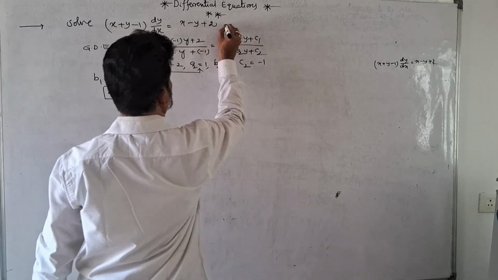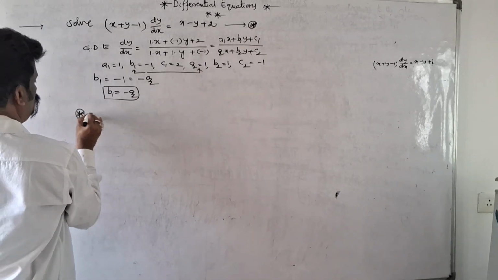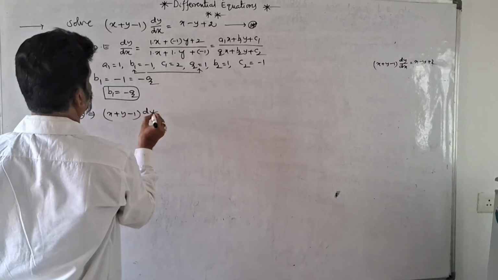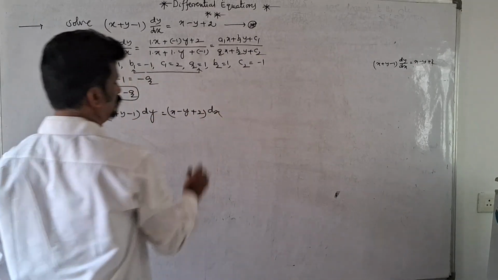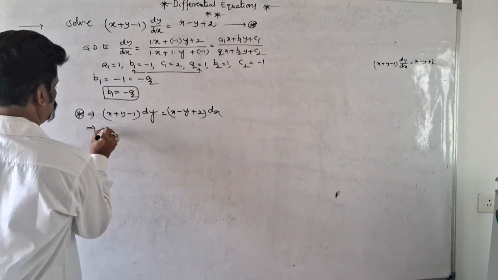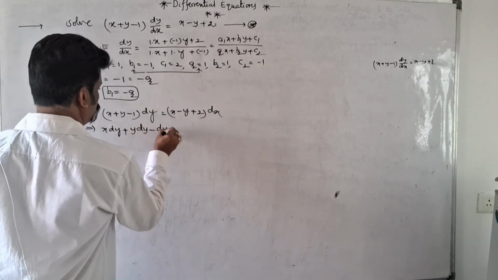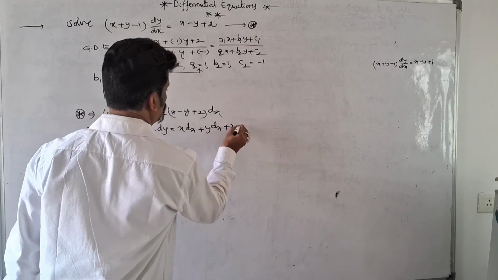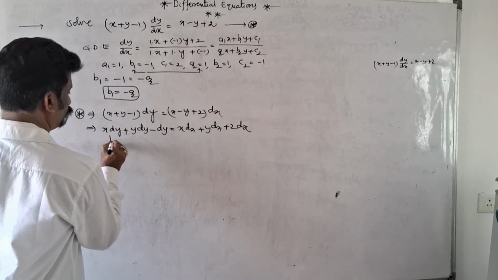So given equation, this one is equation number star. Star implies x plus y minus 1 into dy is equal to x minus y plus 2 into dx. That's it. Now this implies x dy plus y dy minus dy is equal to x dx minus y dx plus 2 dx. That's it. So here we have to concentrate.